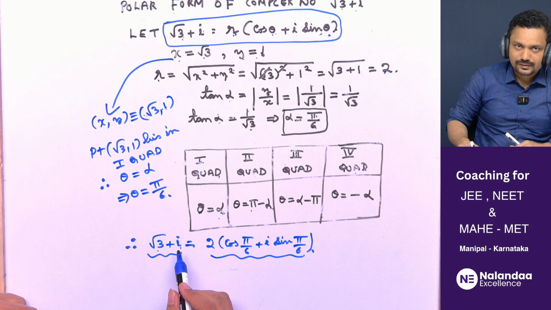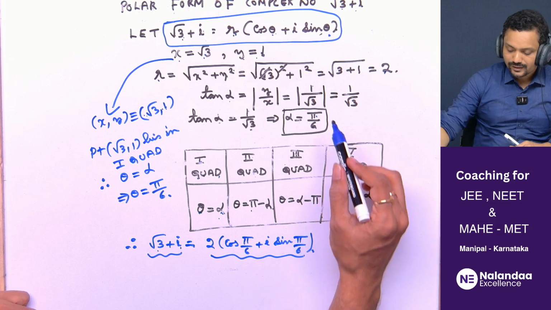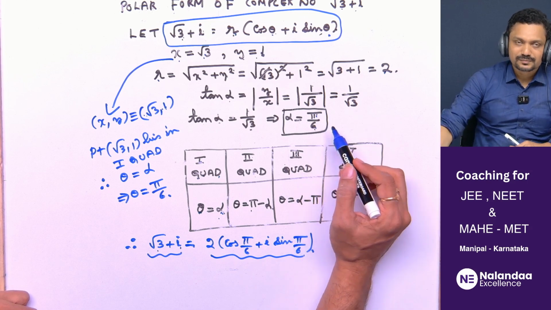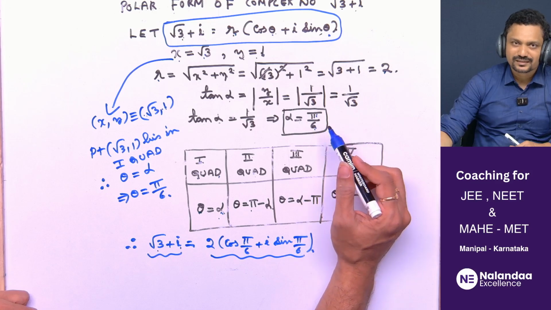Sir, one doubt, sir. Sir, the angle must be written in radians, sir, not in degrees? No, actually you can take it in degrees or radians, but usually we take it in radians.